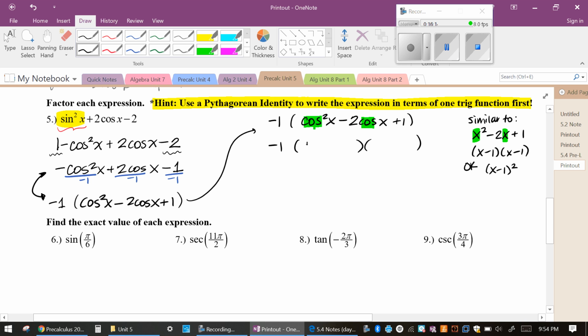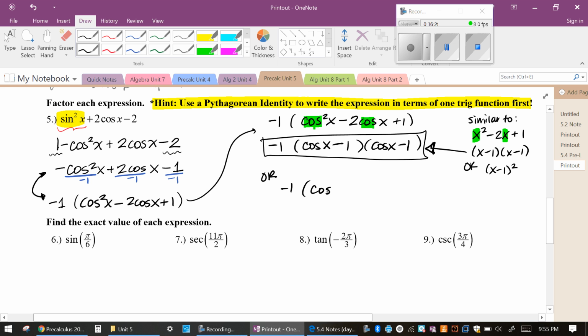Now remember, x was your cosine. So this guy, that's what I'm saying is the hardest part, transitioning from algebra to pre-calc. That would be an acceptable answer, or you can put negative 1 parentheses cosine of x minus 1 quantity squared.